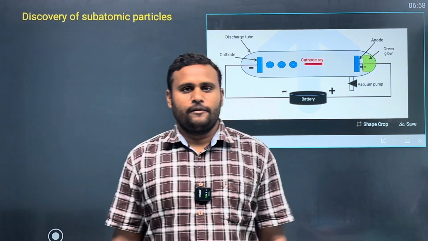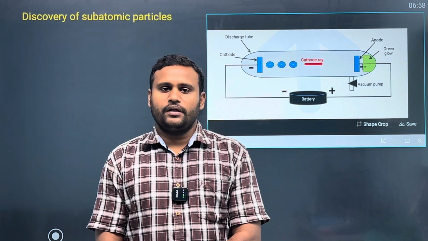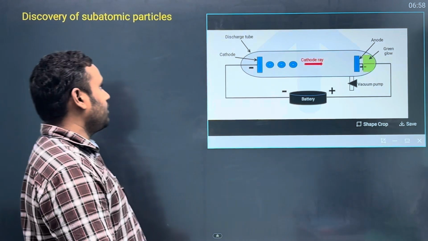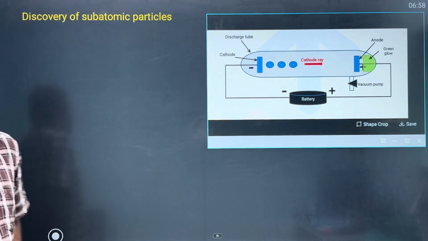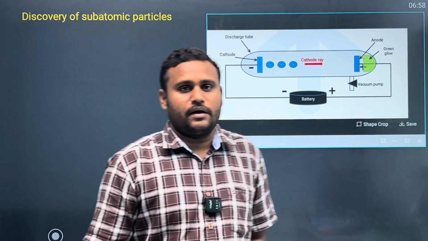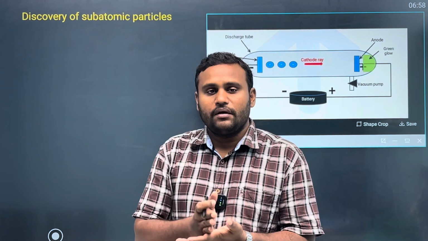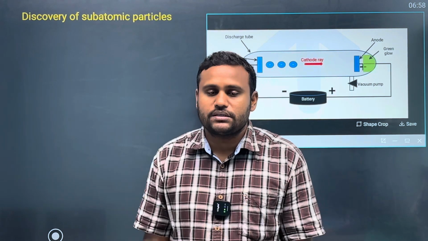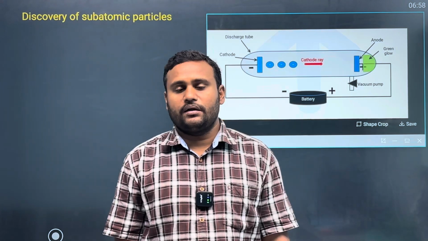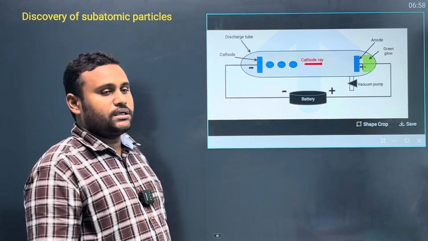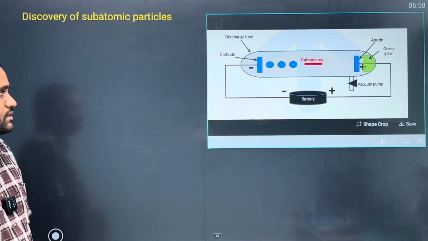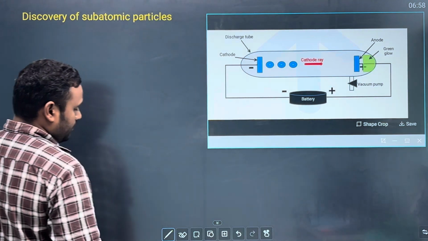Good morning everyone. So in this video I am going to explain about the discovery of subatomic particles. So what is a subatomic particle? Subatomic particle means when you divide the atom you will get some particles. They are called subatomic particles, or the particles which are present inside the atom are called subatomic particles.